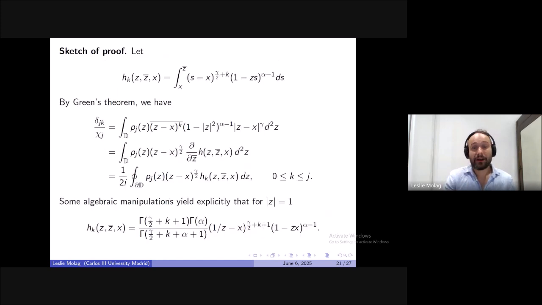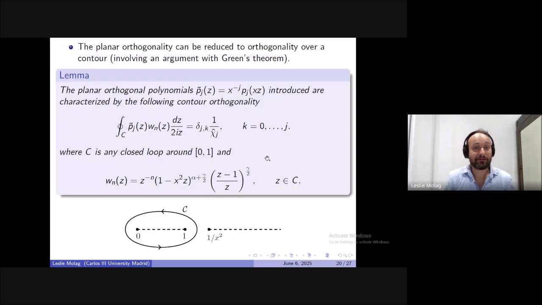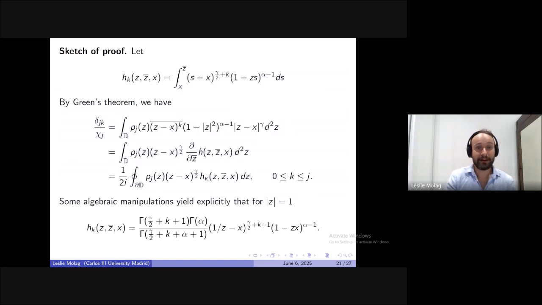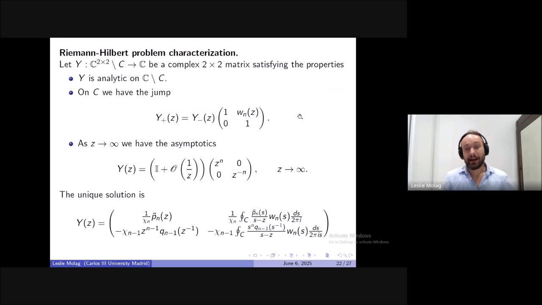Now you might say, okay, that's nice. You have reduced the planar orthogonality to orthogonality on a contour, but how does this help you? Well, this helps you because when you have orthogonality on a contour, actually there is a Riemann-Hilbert problem associated to that. So a Riemann-Hilbert problem is something of the following form. It asks for a function, in our case a 2x2 matrix-valued function, which should be analytic outside of this contour C that we had before, right? On which we have the orthogonality.